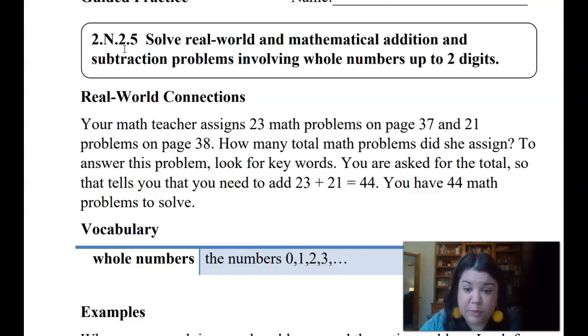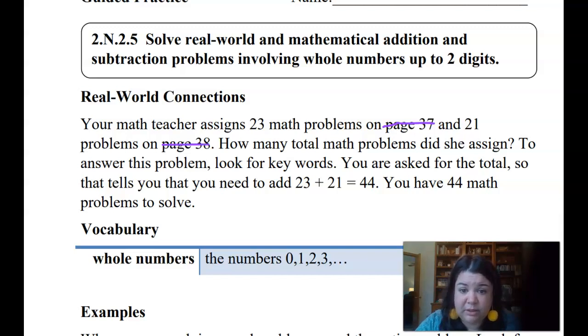So to answer that problem, we have to look for key words. You were asked for the total. You see that? Total. So that tells you that you need to add. So don't get mixed up. Now this says on page, on page. You don't want to get mixed up. They try to put those in there to trick you. So make sure that you read it. It says 23 math problems on page 37. So we don't need page 37. We can just cross that out. These numbers are just there to confuse us.